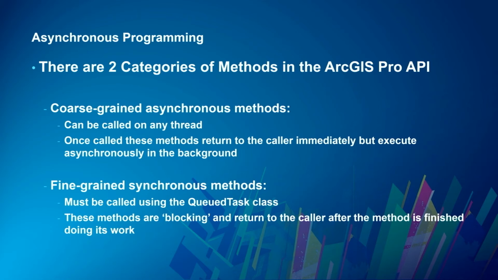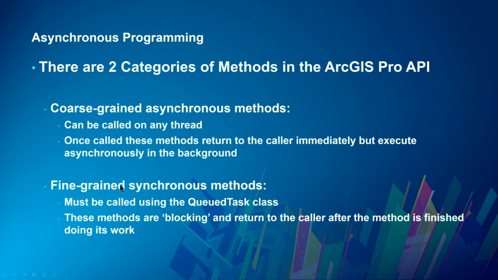There are 2 categories of methods within the ArcGIS Pro API. We call them coarse-grained asynchronous methods, and fine-grained synchronous methods. Asynchronous methods can be called on any thread, so you don't need to worry about where you call them from, background thread or GUI thread. You can call them anywhere. Once called, these methods return to the caller immediately, but execute asynchronously in the background. That's the nature of an asynchronous method.